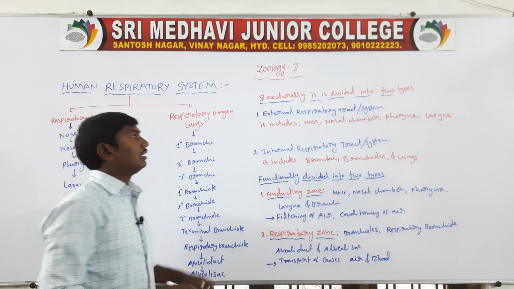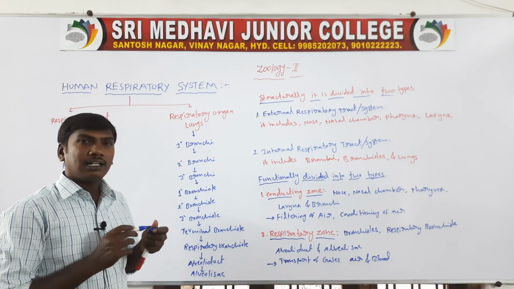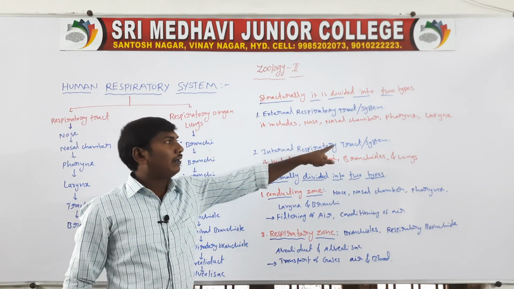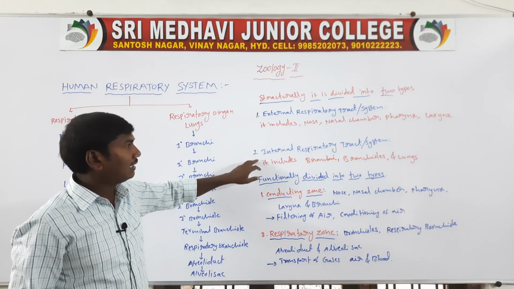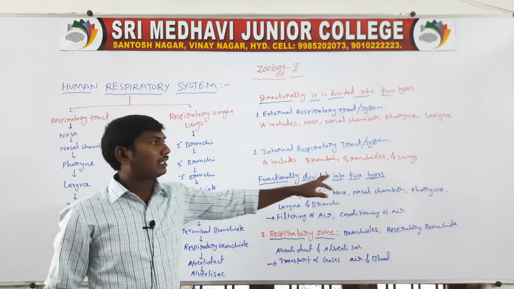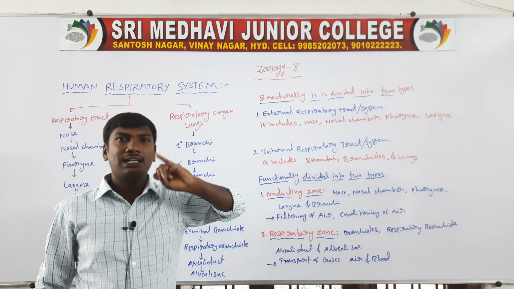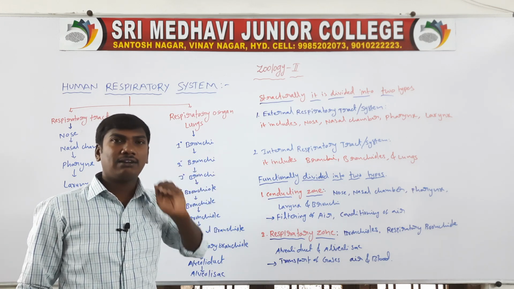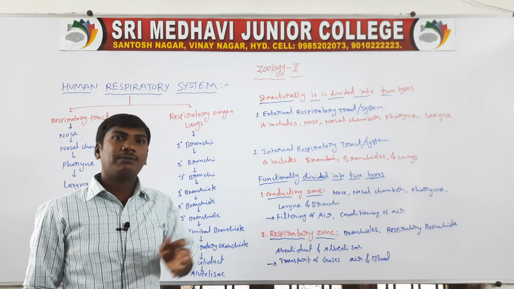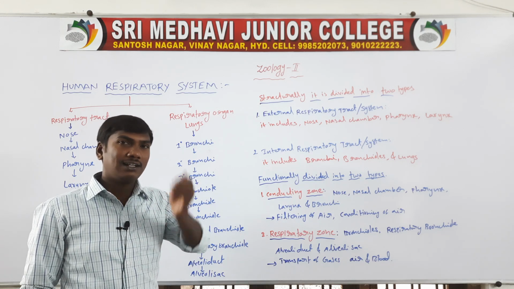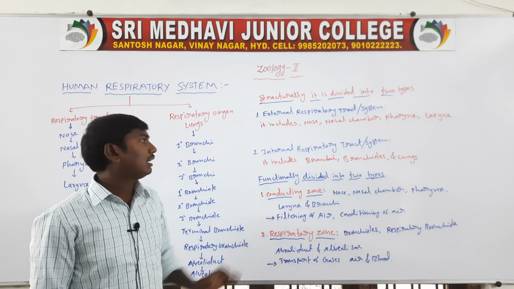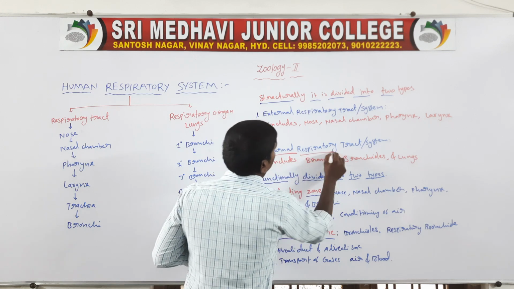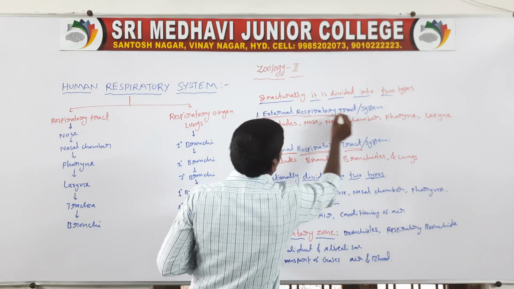So, these are the external respiratory tract and the internal respiratory tract. The external respiratory tract consists of the nose, nasal chamber, pharynx and larynx. The internal respiratory tract consists of the bronchi, bronchioles and lungs. The lungs consist of the primary bronchi, secondary bronchi, tertiary bronchi, primary bronchiole, secondary bronchiole, tertiary bronchiole, respiratory bronchiole, terminal bronchioles, respiratory duct, alveolar duct and alveolar sac. They are the internal respiratory tract. So, these are the external respiratory tract and the internal respiratory tract.